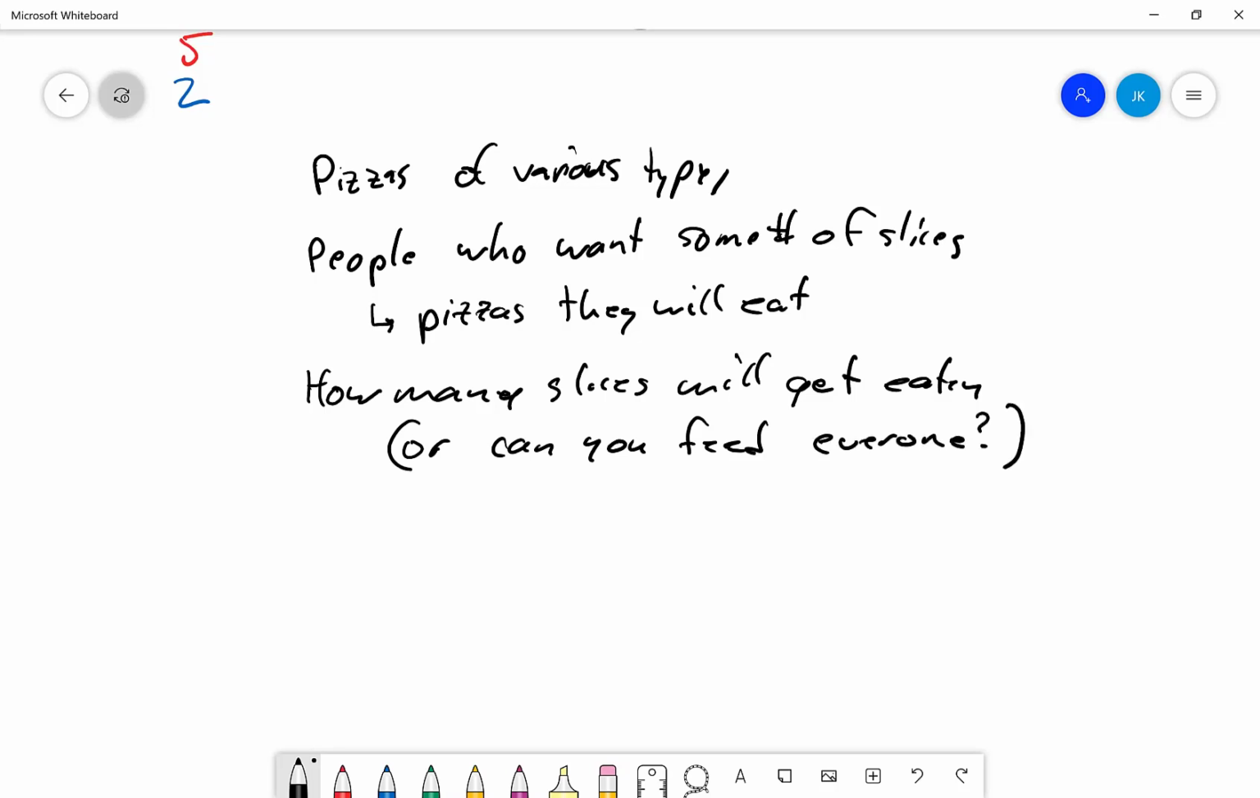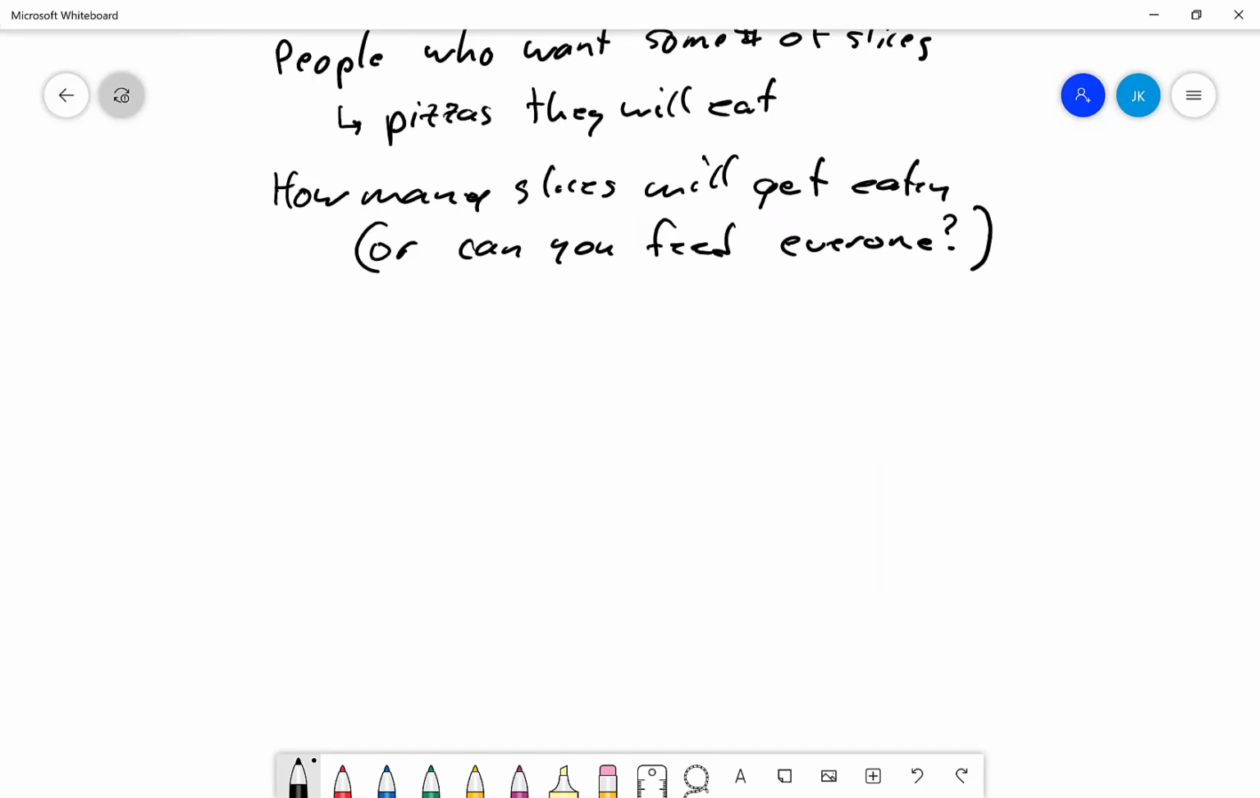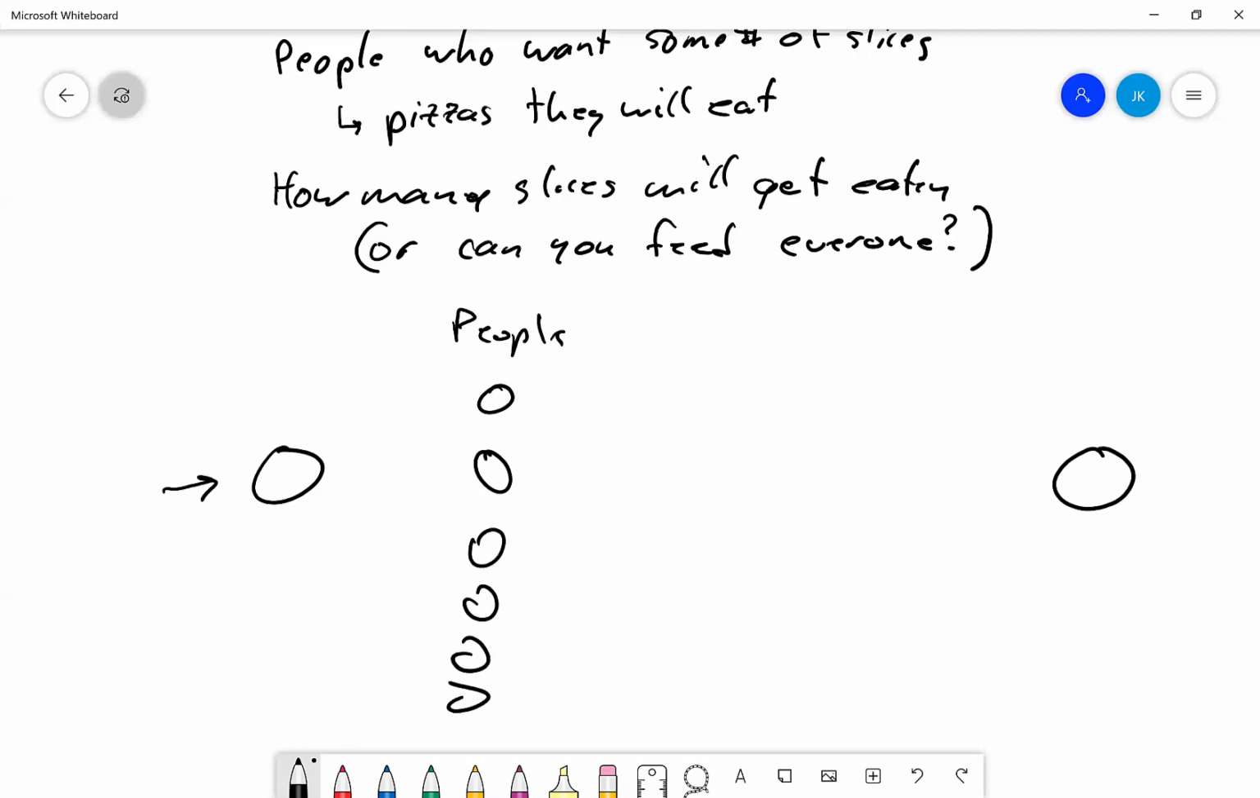Okay, and that might not immediately look like it could be a max flow problem, but it is one that you can phrase that way. The idea here would be you would have a source that is the source of all pizza eating, I guess, and you would have people here, okay, and you would have pizzas here.